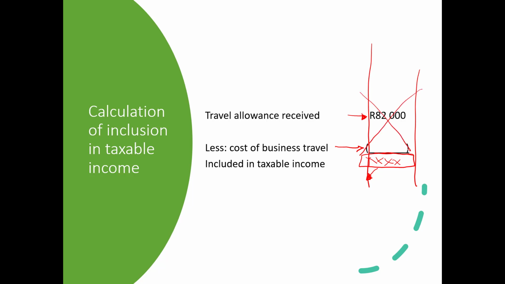What you are allowed to do is, in your calculation of taxable income, you will have the travel allowance, the net amount, and that is what you will include, which is this amount over here. This is what you will include in taxable income, and not the 82,000 and you showing the 82,000 less the cost of business travel. You are not allowed to do that. You only include the net amount.